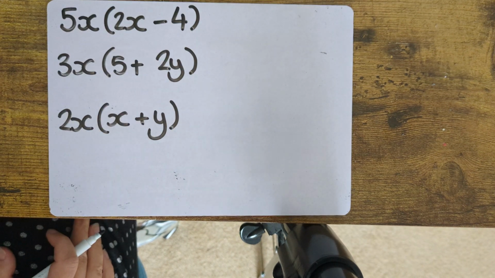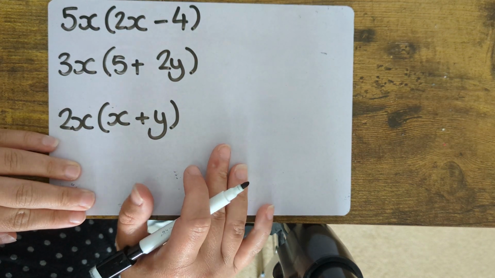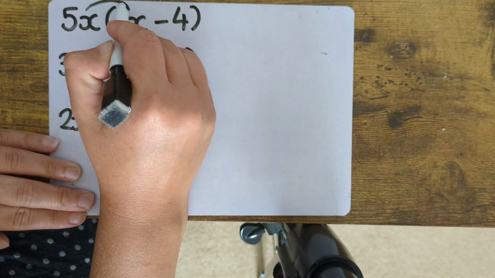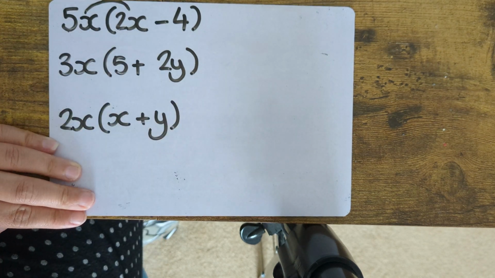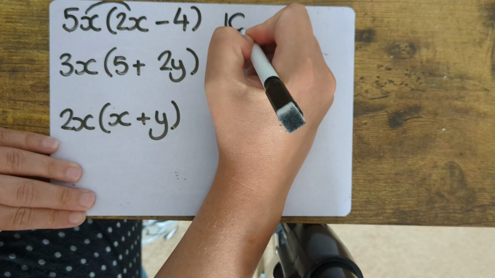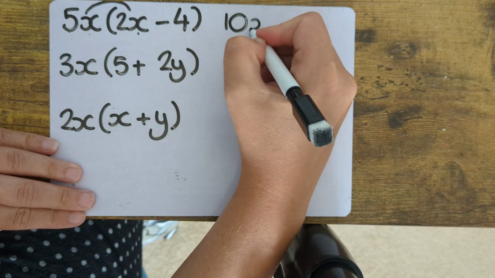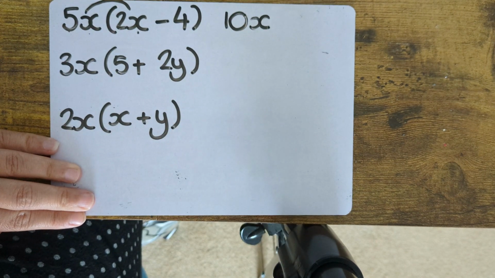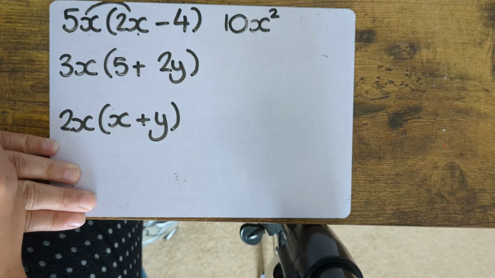So this first one we're doing is 5x on the outside and then 2x subtract 4 in the middle. So we're still doing our multiplication. So 5 times 2 is 10. And we've still got x's, so we put that. But because we're essentially doing x times x, we are squaring the letter in this case. So we need to put the squared sign.